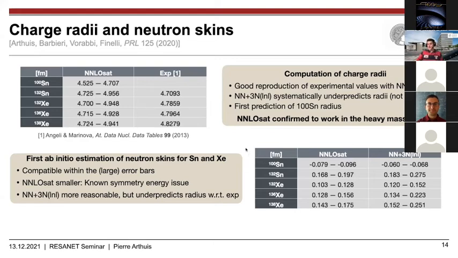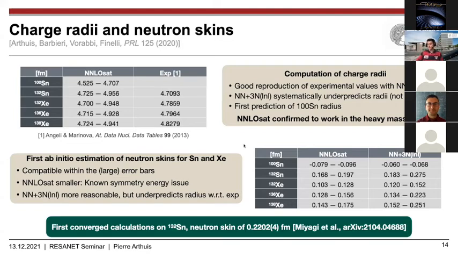And another nice thing is that a few months after this study, colleagues from TRIUMF and Darmstadt published a paper with the first converged calculation on tin-132 using an ab initio method as well, in that case IM-SRG, and they predict a neutron skin of 0.22, which lies pretty much in the middle of our local non-local prediction. So you see that we are not doing anything too crazy here.